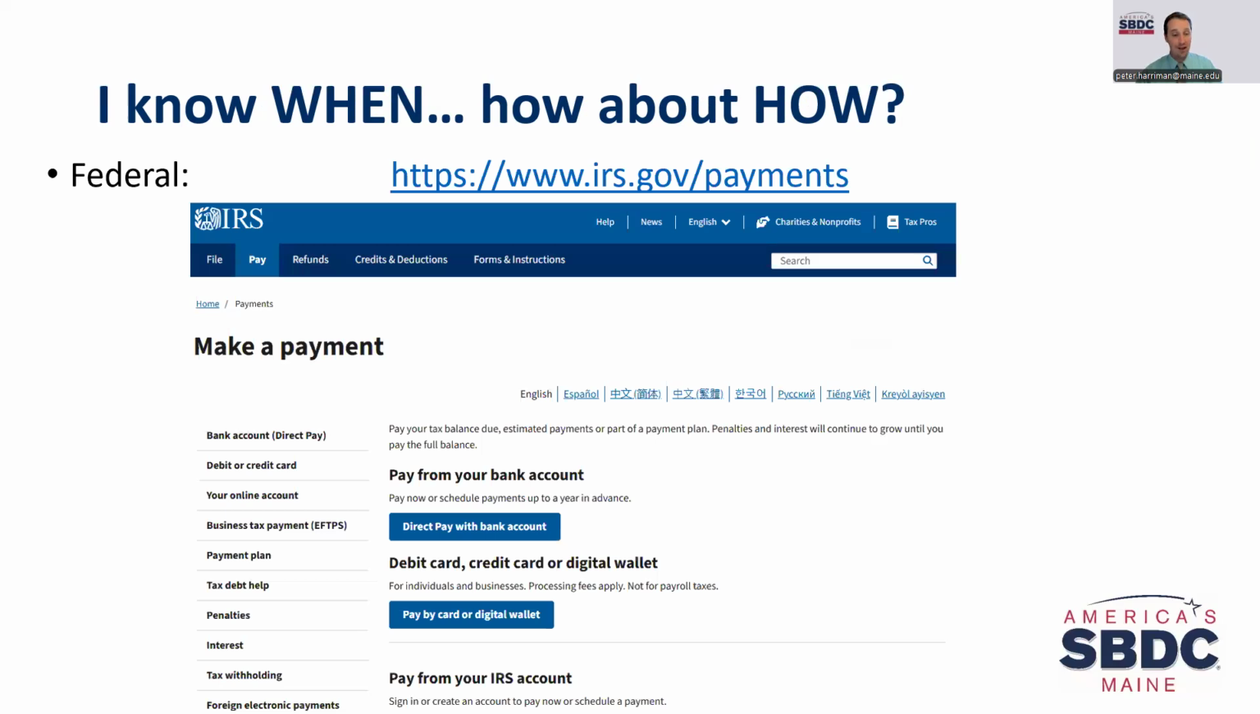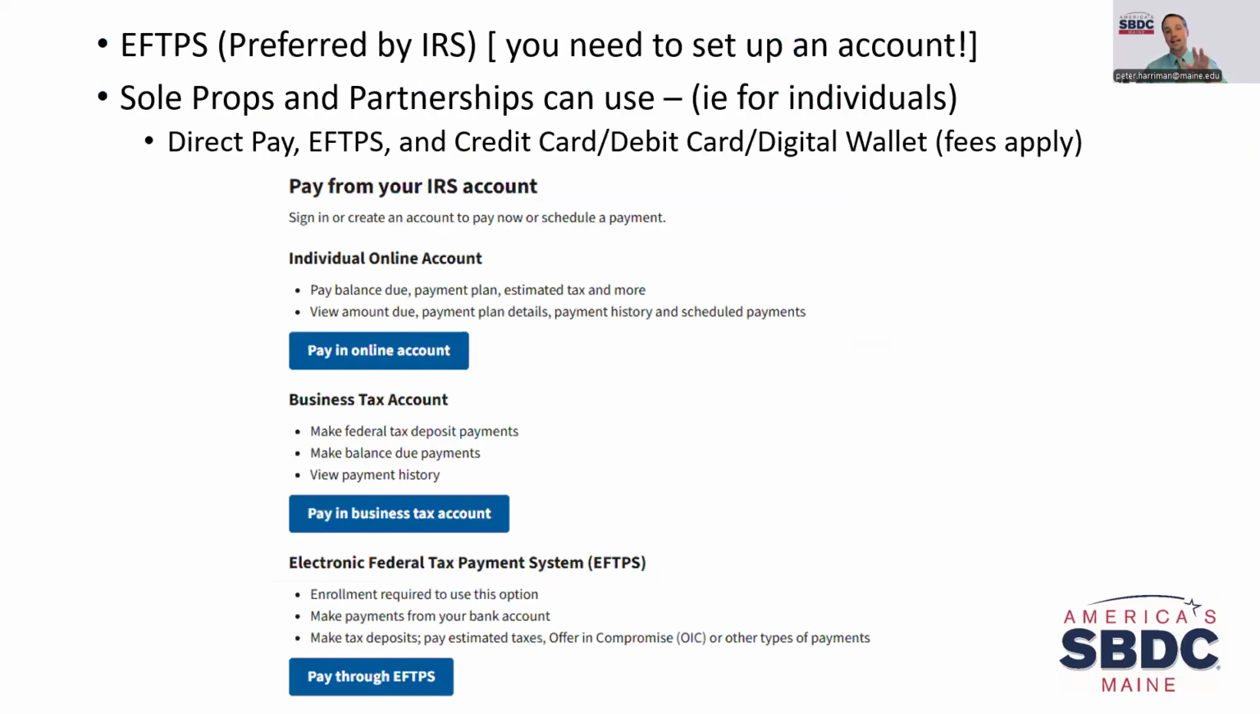The direct pay right there, the very first option that you see, is a payment we're going to go through in just a second. That's kind of your default quick payment. But ideally, the IRS would love you to set up something called an EFTPS account, right? It's preferred. You need to set it up.